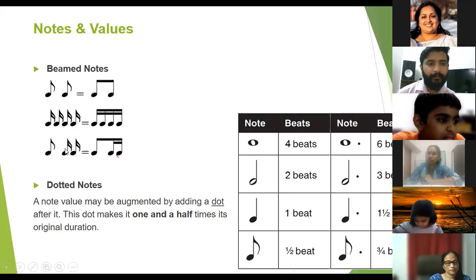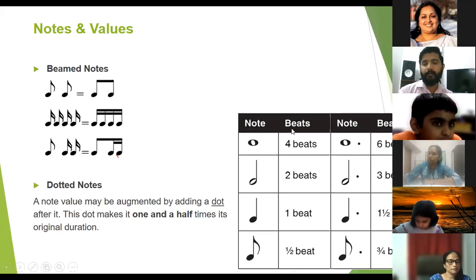And when you have a half and two quarters, what do you do? For a half beat, you put one beam, for 1 by 4, you put two beams. Okay, that is it about the beam notes.